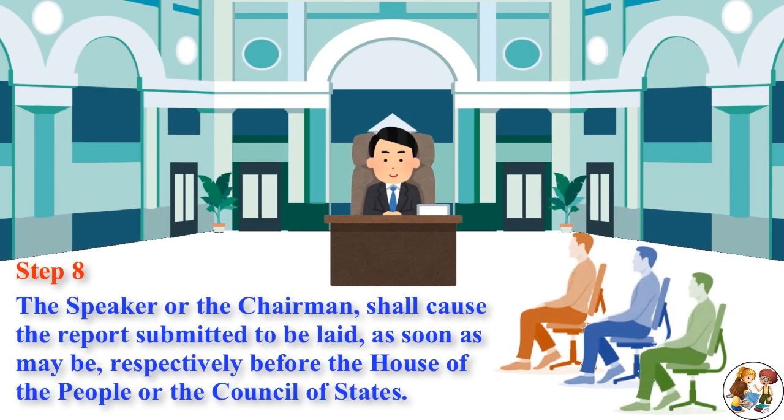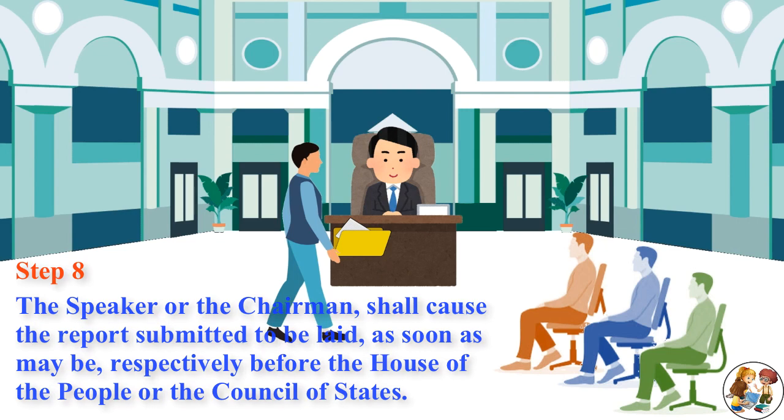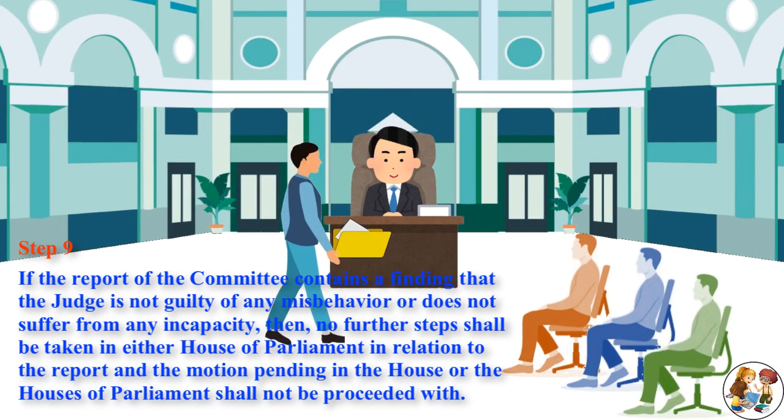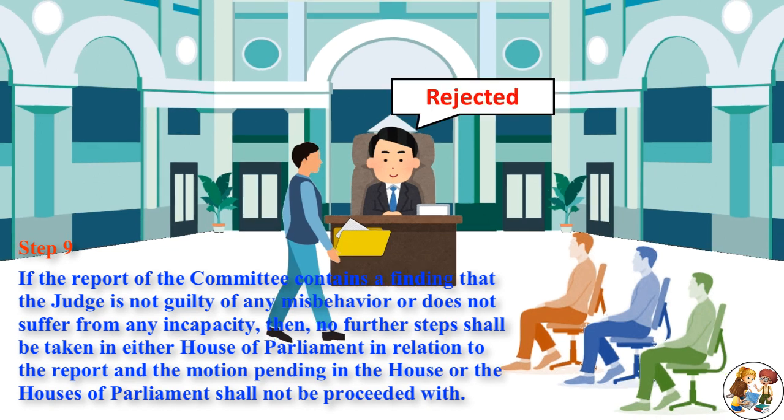Step 8. The Speaker or the Chairman shall cause the report submitted to be laid, as soon as may be, respectively before the House of the People or the Council of States. Step 9. If the report of the committee contains a finding that the judge is not guilty of any misbehavior or does not suffer from any incapacity, then no further steps shall be taken in either House of Parliament in relation to the report, and the motion pending in the House or the Houses of Parliament shall not be proceeded with. So, the procedure ends here permanently.